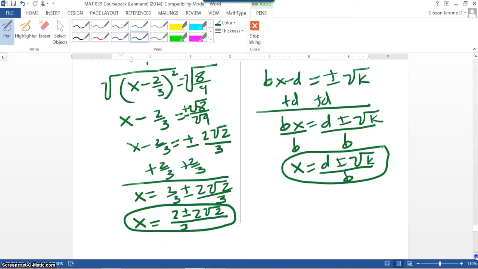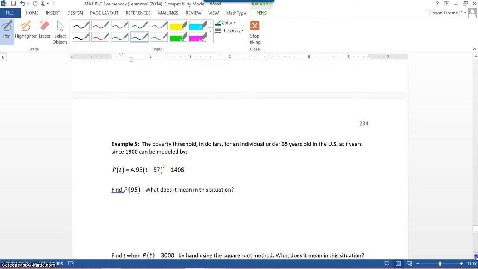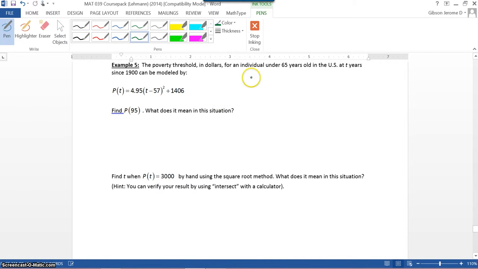Now, we scroll down here to the next set of problems. It says the poverty threshold in dollars for an individual under 65 years old in the U.S. at T years since 1900 can be modeled by this equation here. It says find P of 95. What does this mean in this situation? First of all, let's take care of the meaning. It would mean that whatever our answer is, it is in 1995. So we took care of that.